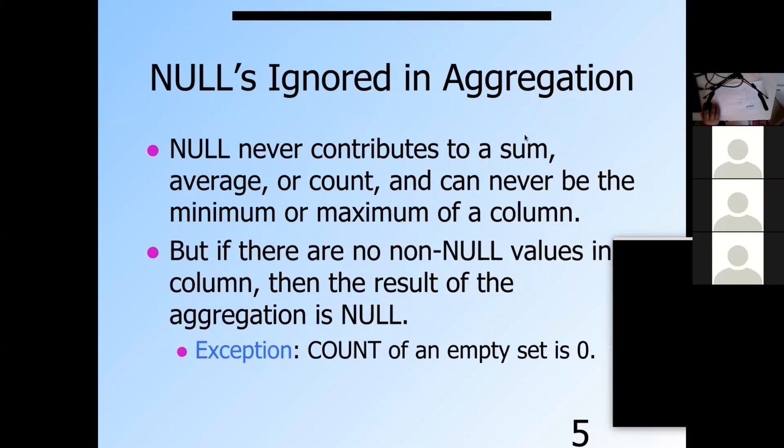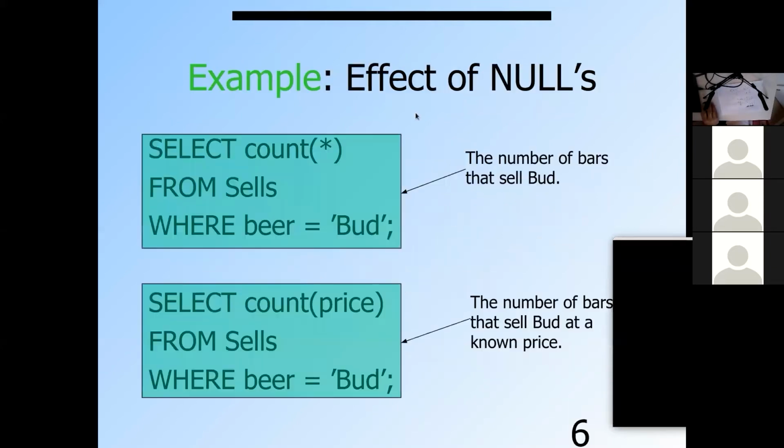That's the case except for count. If you project out a whole set of values that are all nulls and you're doing the count, then it doesn't give null as a value; it gives a result of 0. That's just a little thing to keep in mind: the effect of nulls.